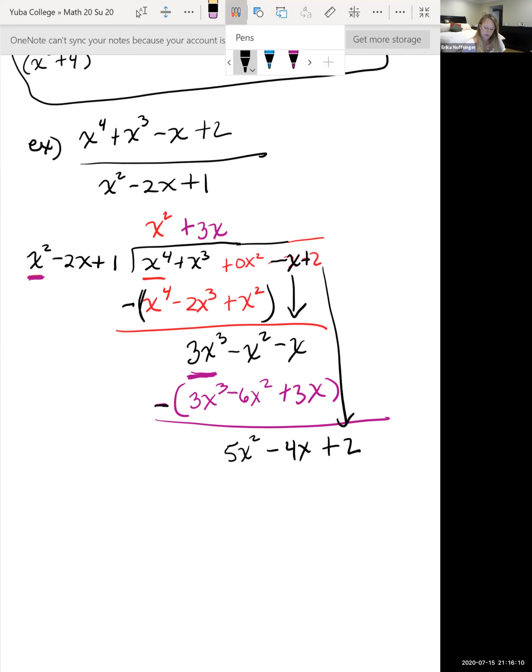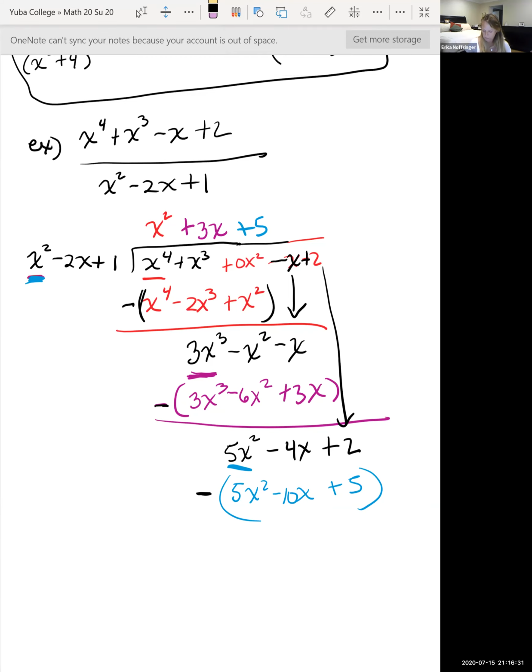So x squared times what is 5x squared? That's just 5. Distribute, we get 5x squared minus 10x plus 5. Subtract this off. So 5x squareds cancel. We have a negative 4x. Now this is plus a 10x, so that's a 6x. And here we have 2 minus 5, which is negative 3, or minus 3.